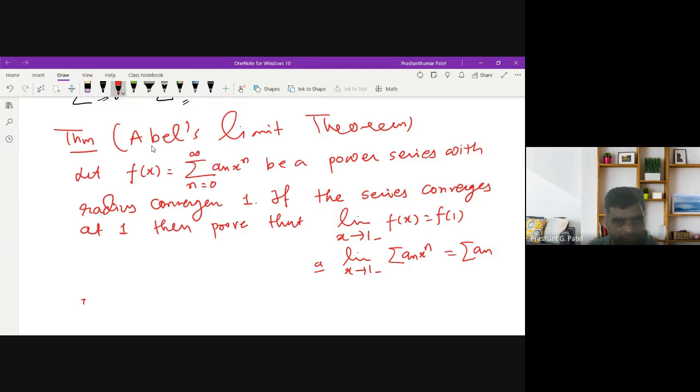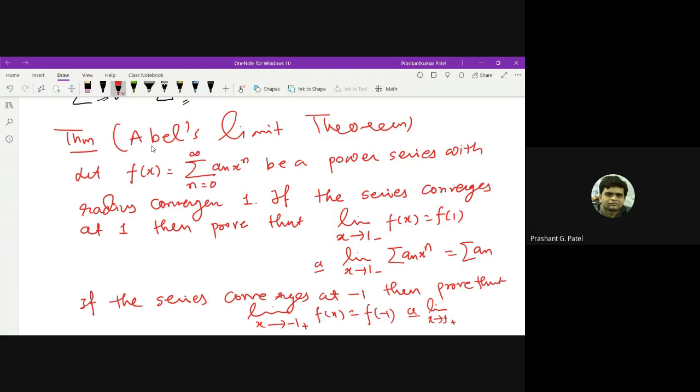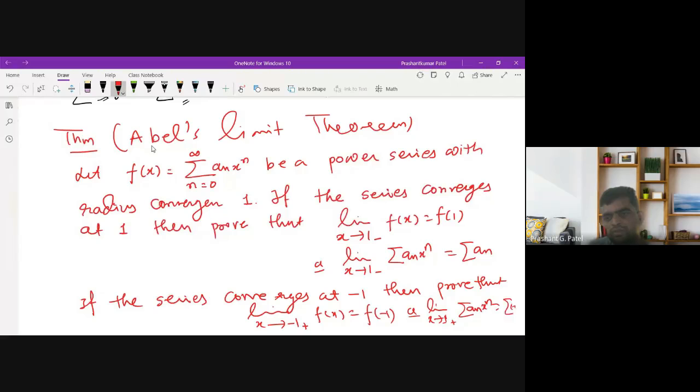And if the series converges at x is equal to minus 1, then prove that the limit of x tends to minus 1 plus of f(x) is equal to f(-1). This is equivalent to writing limit x tends to minus 1 plus summation an x raised to n is the same as summation minus 1 raised to n into an.